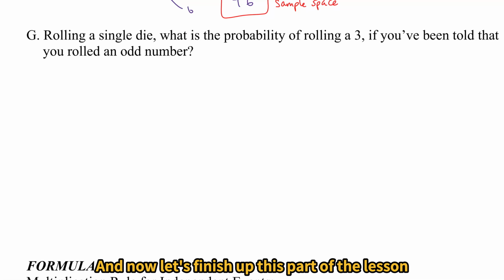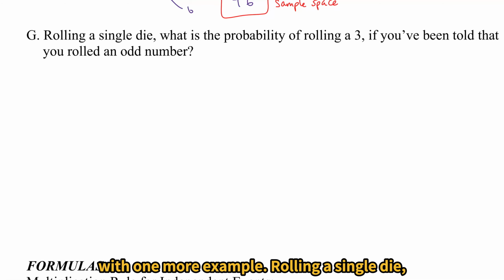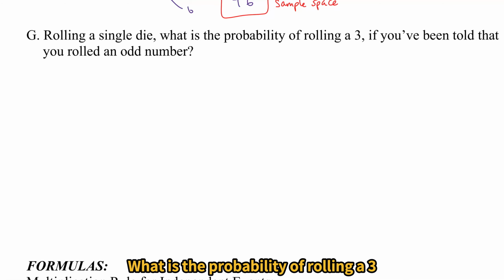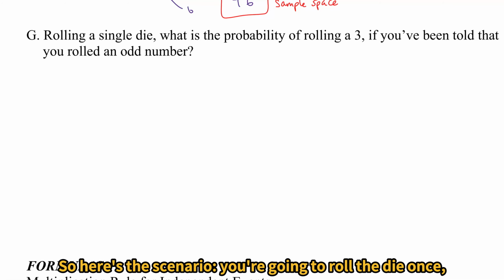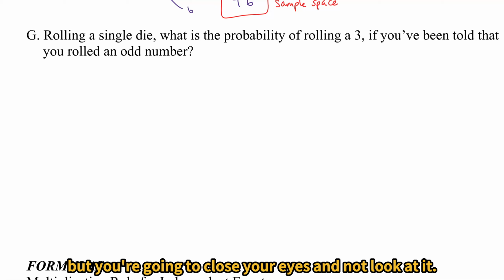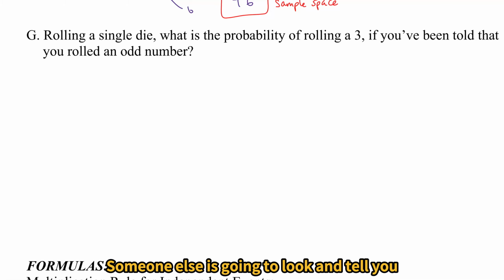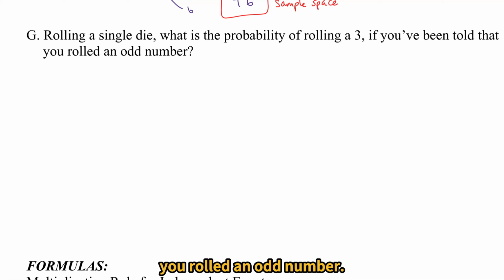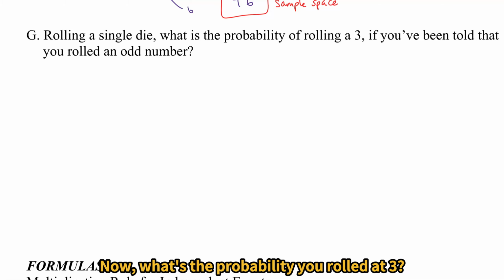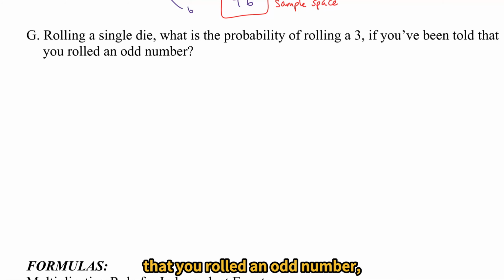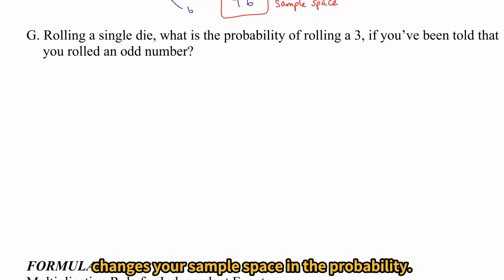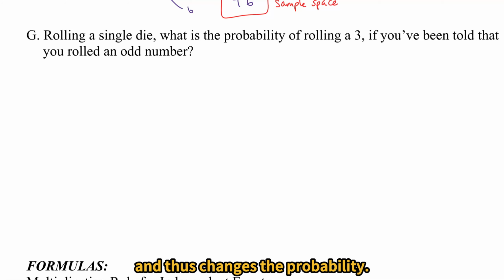And now let's finish up this part of the lesson with one more example. Rolling a single die. What is the probability of rolling a 3 if you've been told that you've already rolled an odd number? So here's the scenario. You're going to roll the die once, but you're going to close your eyes and not look at it. Someone else is going to look and tell you, you rolled an odd number. Now what's the probability you rolled a 3? Knowing that little tiny bit of information that you rolled an odd number changes your sample space in the probability. It changes the denominator and thus changes the probability.